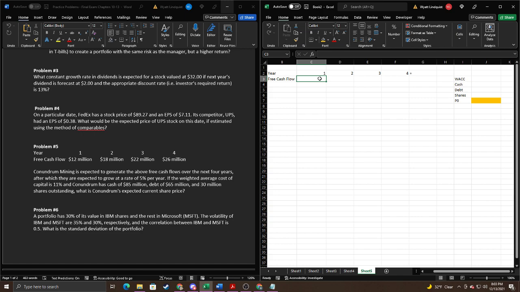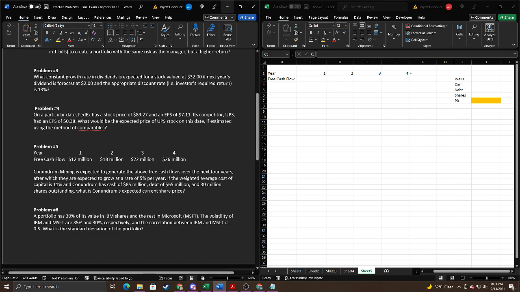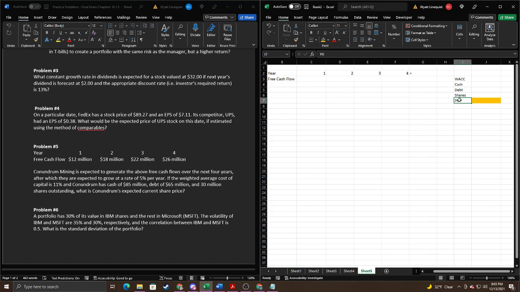To start off, we're going to be taking down the data as always. In this problem, we are trying to find the share price, or P0, based on some cash flows that we have coming in.